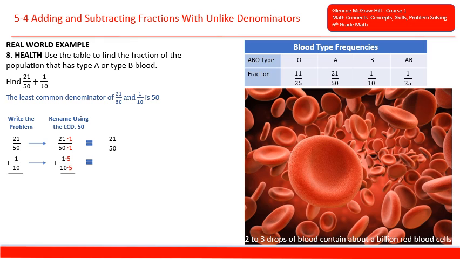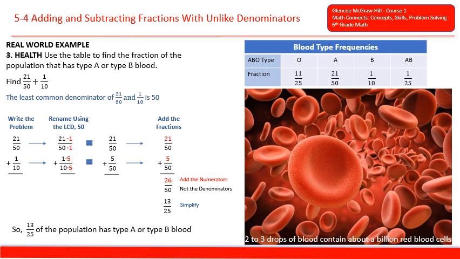And if we extend that out, 21/50ths plus 5/50ths, and if we do the math, we end up with 26/50 because we added the numerators together. We did not add the denominators. So 26/50ths is not simplified. So if we divide by 2, we get 13/25. So 13/25ths of the population has type A or type B blood.